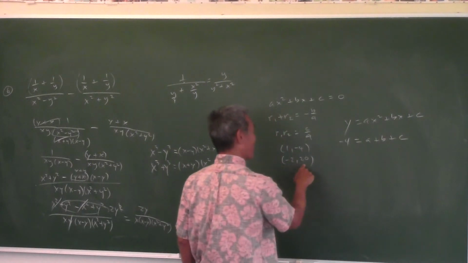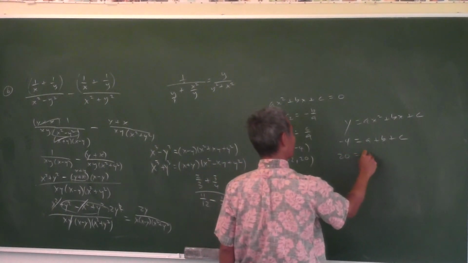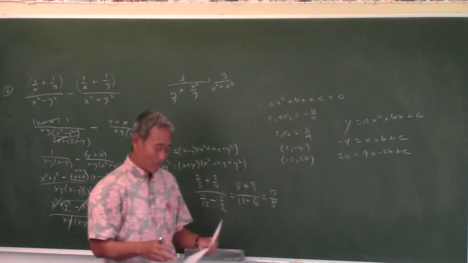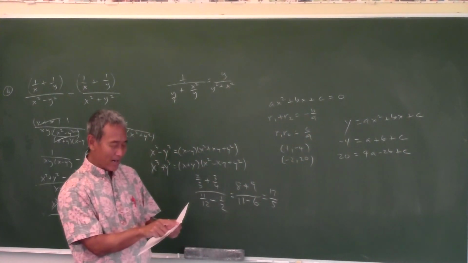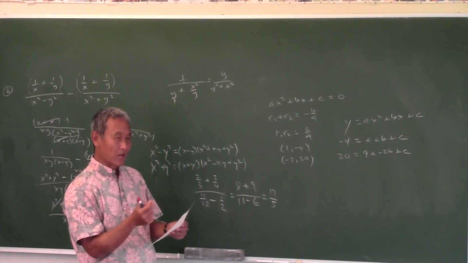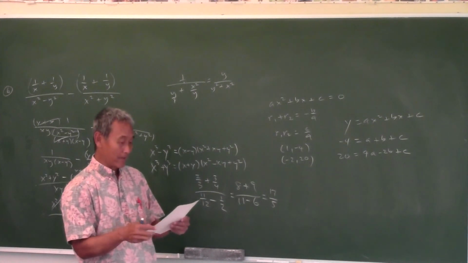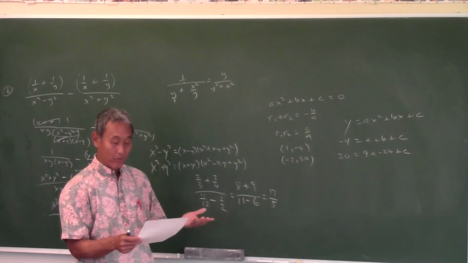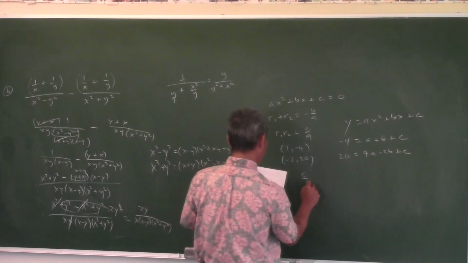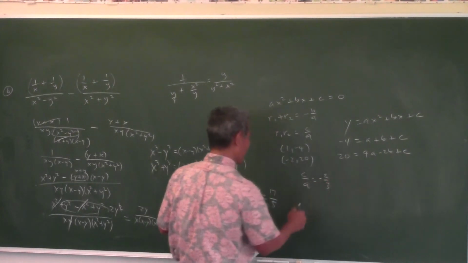If you plug in this point, you get 20 equals 4a minus 2b plus c. See, now you can start working with the equation. And then the product of the zeros is -2/3. So if the 2 zeros are R1 and R2, if you want to call them that, then you multiply them together, what are you going to get? C over A. So we know that C over A is -2/3.